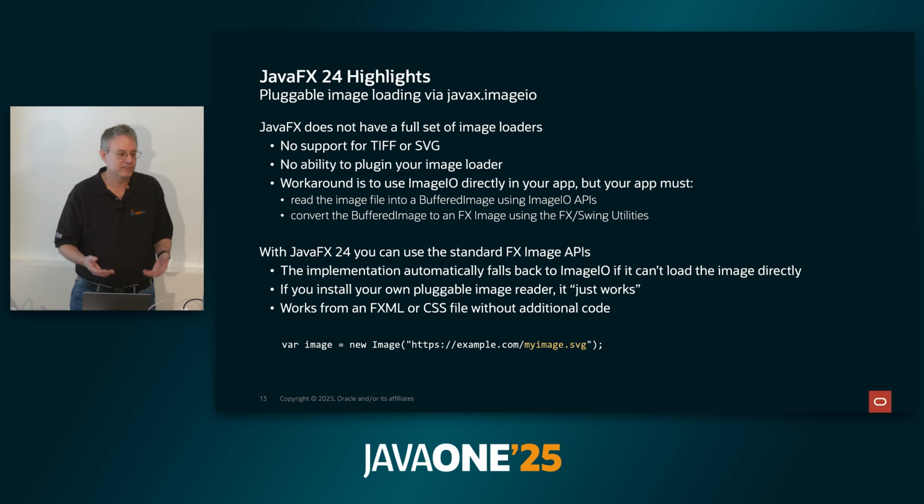Well, that's great. It's not too much code. You could probably encapsulate it if you wanted, but then what if you wanted to use that with CSS or with an FXML file? You're kind of stuck. You have to basically pre-process this image, and it becomes really hard to do something like that on the fly. And so with JavaFX 24, you can just use the standard JavaFX image APIs. So you just basically say, create an image, here's the URL. It can be a file URL or an HTTPS URL. And if it's not one of the formats that JavaFX already supports, we will check, can image.io be loaded and supported? And if it does, it just works seamlessly and automatically.